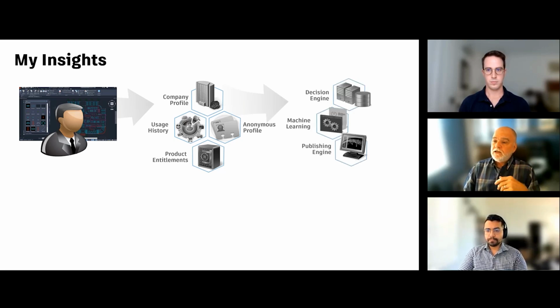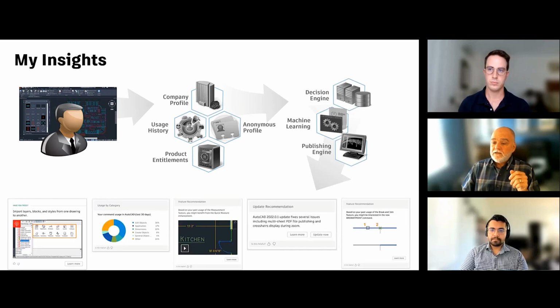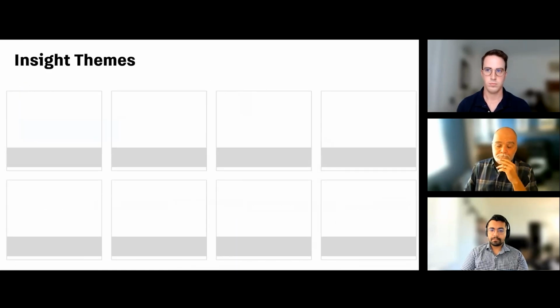This information then flows into, in essence, all of the plumbing that you're going to learn more about when Ashish speaks in a minute. It's made up of a decision engine, different machine learning algorithms, and a publishing engine. And the result of all of that is this series of insights that gets delivered. So now let's go in and look at the actual themes. After we've seen this high-level overview, let's now look at the themes of different insights.